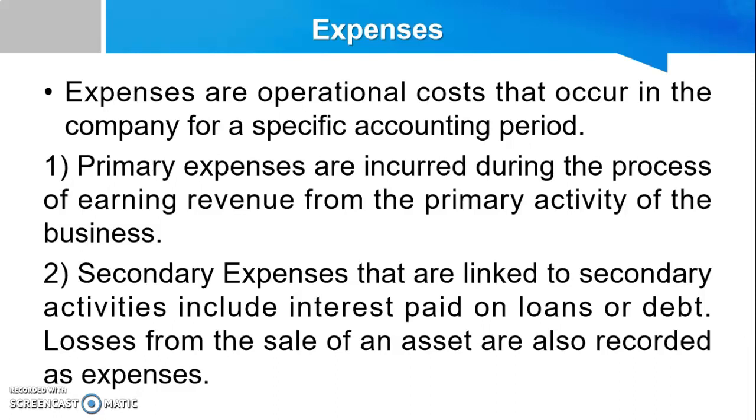There are certain types of expenses. First one, primary expenses, which are incurred during the process of earning revenue from the primary activity of the business. Expenses include the cost of goods sold, selling, general and administrative expenses, depreciation or amortization, and research and development. Typical expenses include employees' wages, sales commissions, and utilities such as electricity and transportation.